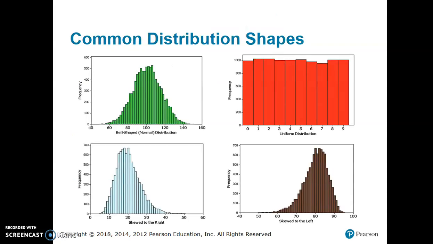Here are some common shapes that we'll talk about. The one on the top right, the green one, is called a normal distribution. A lot of things in the real world are normally distributed. We'll talk about this more in chapter 6. The one on the right, the red one, is called uniform distribution, which means if you look at all the heights, they're all about the same throughout. And then these two on the bottom, we have skew to the right and skew to the left.